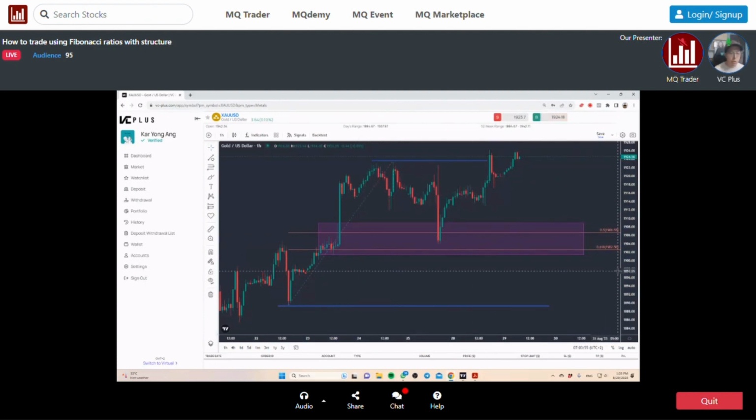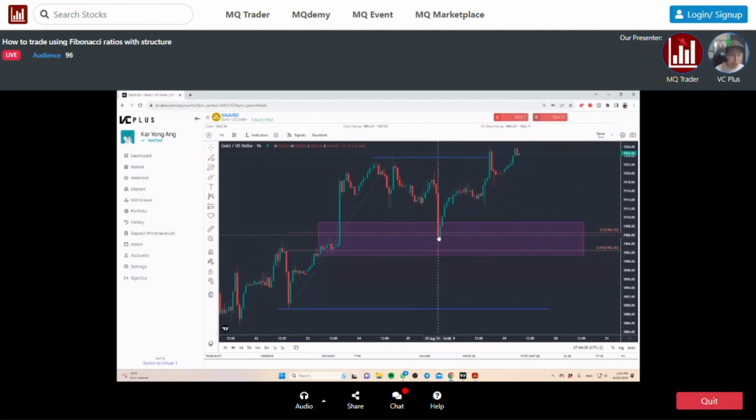Okay, so where do we identify entry? When we have a good confluence, we have identified the market structure, we have identified demand supply zone, we have identified fib areas, all this stacks up together. This is where we look for a buy, right? So we can put in two entries, right? One is at the 50, one is at the 618. That would be our entry point.